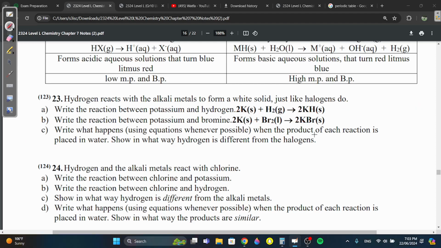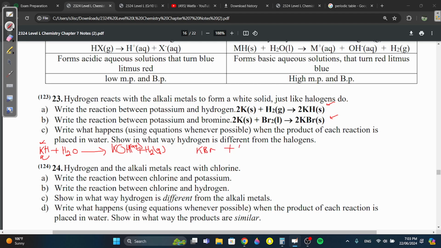Write what happens when the product of each reaction is placed in water. Show in what way hydrogen is different from the halogens. So when you put KH in water, so let's say KH plus H2O. Whenever you have a reaction like this, remember when you have the alkali hydride placed in water, you always get the alkali hydroxide. So K always becomes KOH. And what are you left with? Plus always H2 gas, right? This is aqueous. Can you balance it? It's already balanced. And then how about for the KBr?